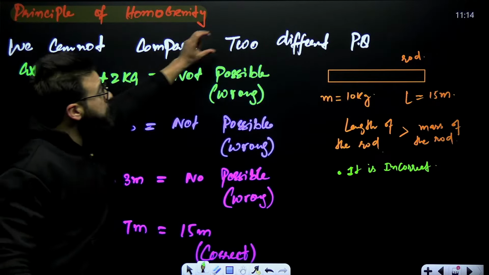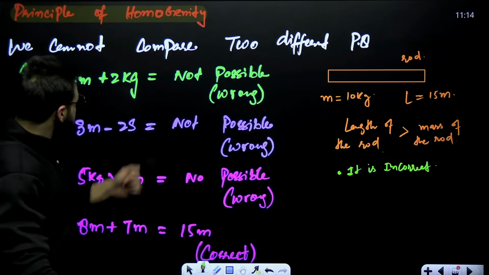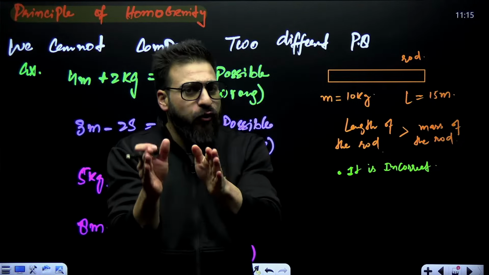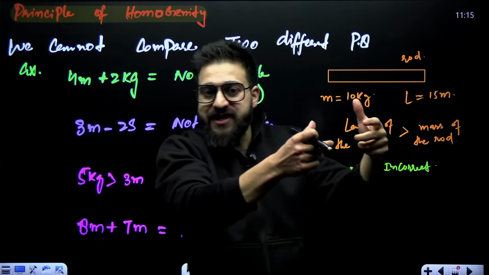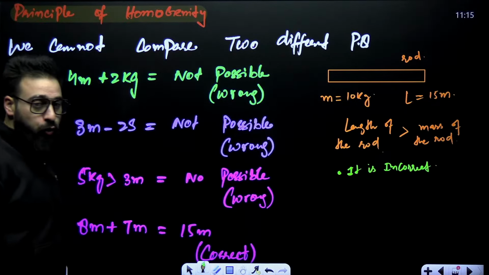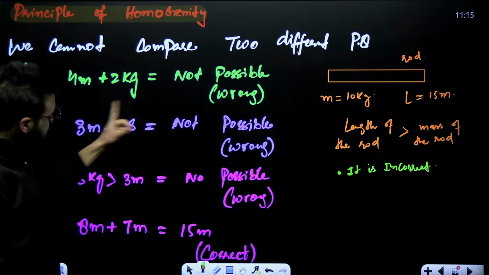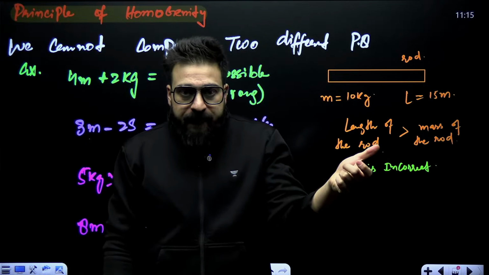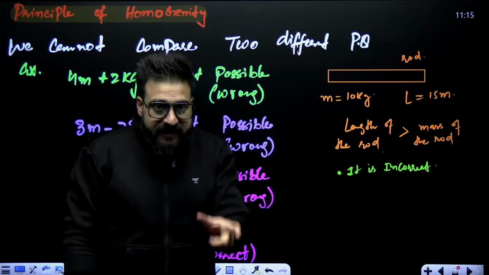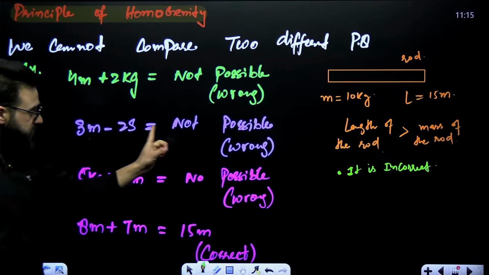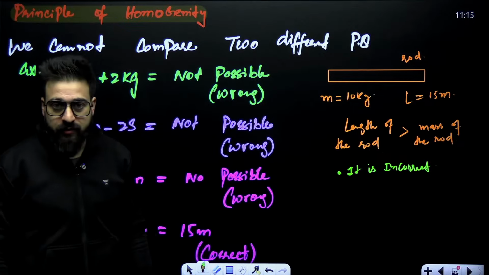We cannot compare two different physical quantities, like 4 meters plus 2 kgs. Can you add a 4 meter length with a 2 kg mass? It is absolutely wrong. Not possible. We say 3 meters minus 2 seconds. Meter is length, second is time. 3 meters minus 2 seconds is not possible. It is wrong.